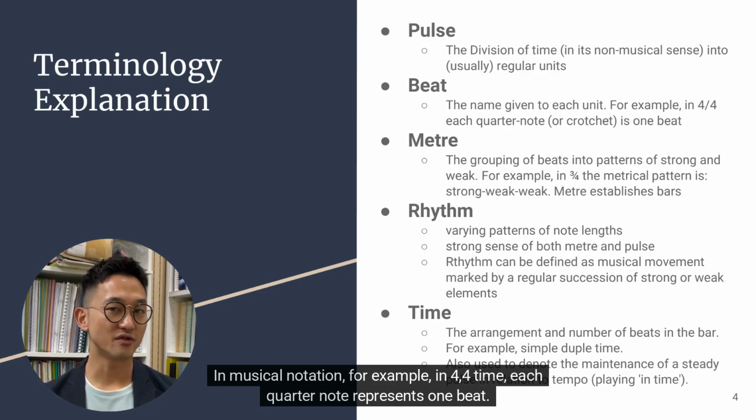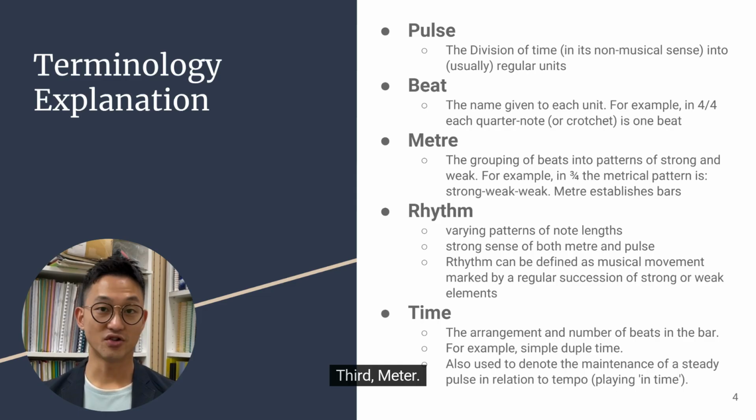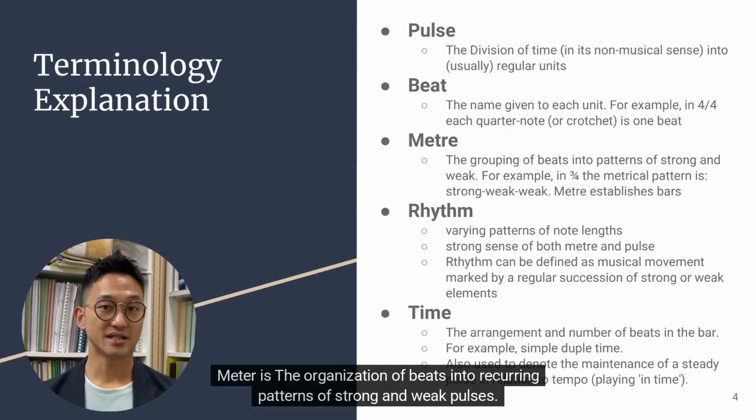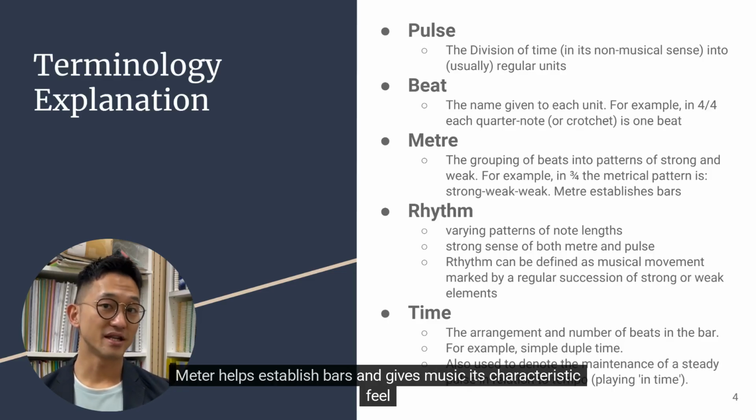In musical notation, for example, in 4/4 time, each quarter note represents one beat. Beats are the building blocks of musical time. Third, meter. Meter is the organization of beats into recurring patterns of strong and weak pulses. For example, in 3/4 time or a waltz, the pattern is strong, weak, weak. Meter helps establish bars and gives music its characteristic feel.